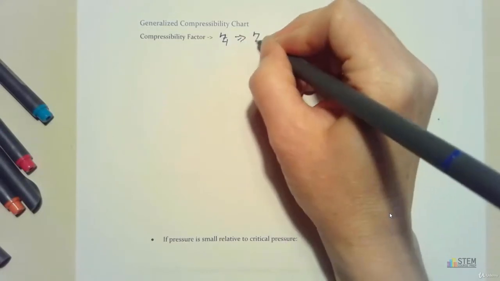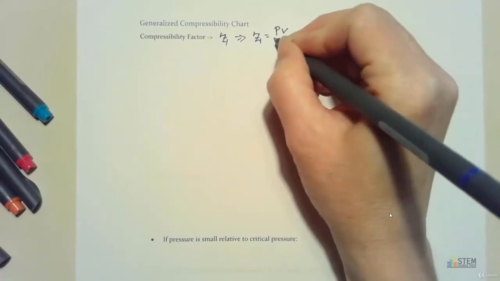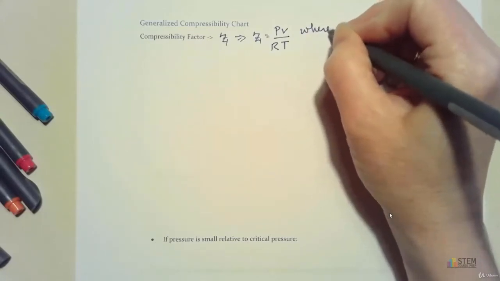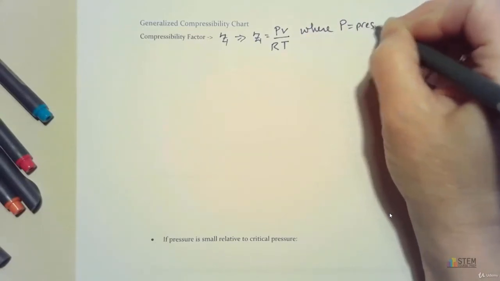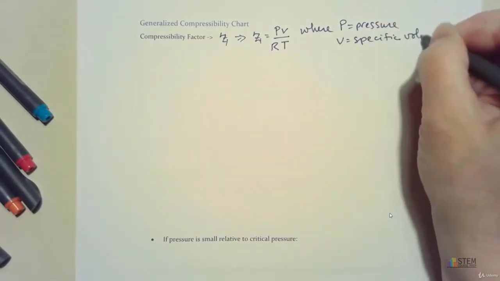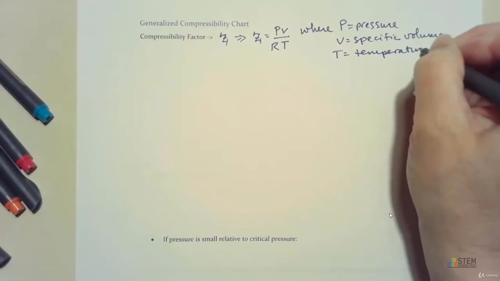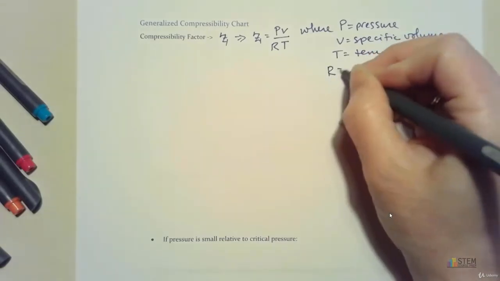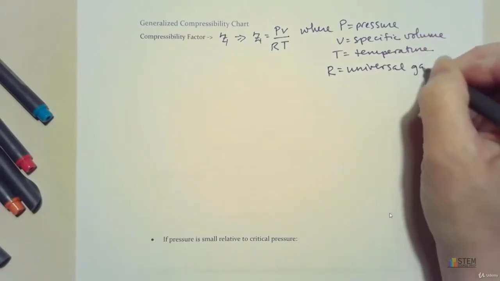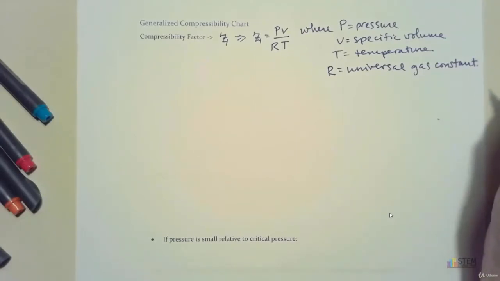Now, capital Z, or this compressibility factor, is equal to pressure times specific volume over R times T. Now in this equation, let's define all these terms. P is pressure, V is specific volume, T is temperature, that's in the absolute temperature scale, and R, which we haven't seen yet, is the universal gas constant. All right, so we've got that.